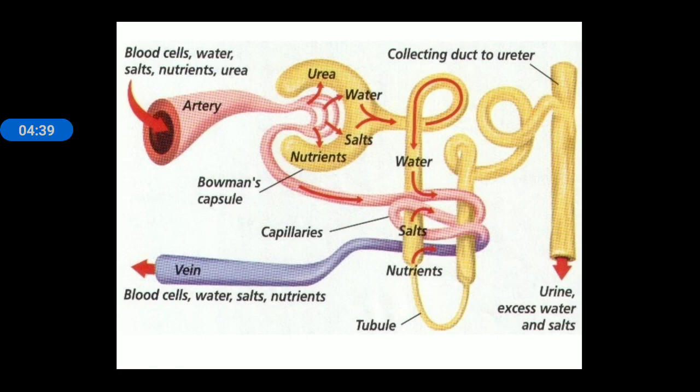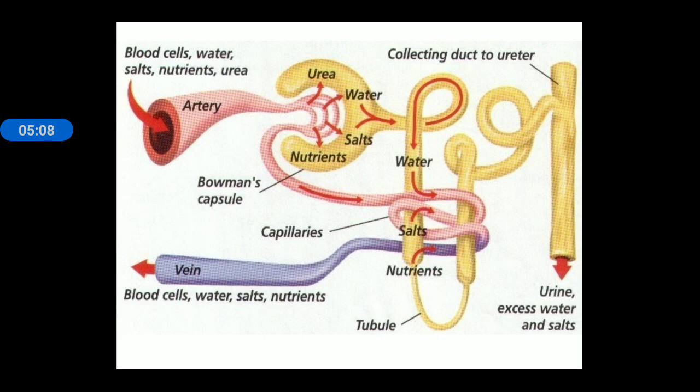You can see here blood enters the nephron with the help of the afferent arteriole and exits through the efferent arteriole. Blood contains blood cells, water, salt, nutrients and urea. This blood enters the Bowman's capsule and forms a network known as the glomerulus. By the glomerulus, filtration takes place.